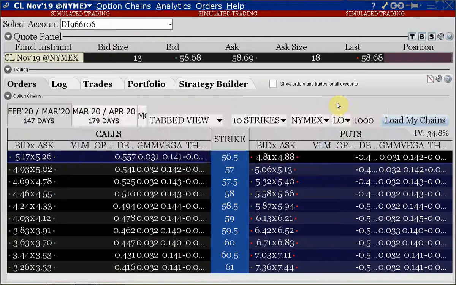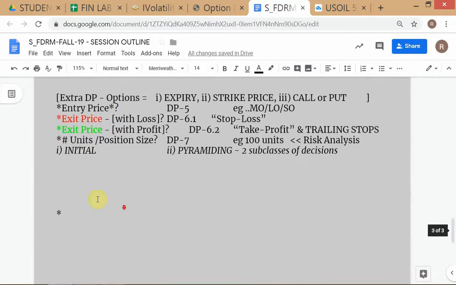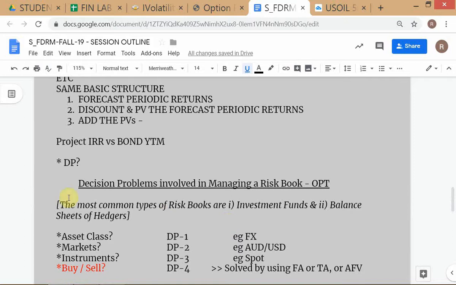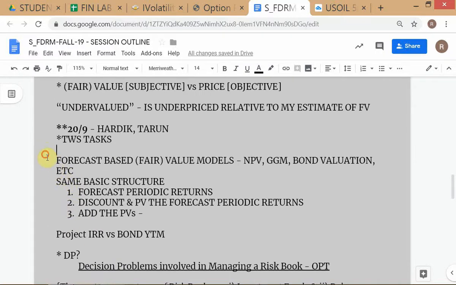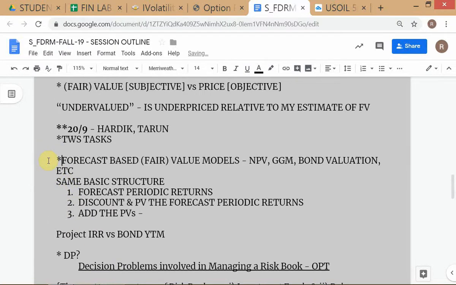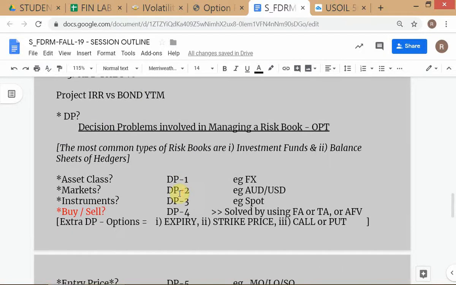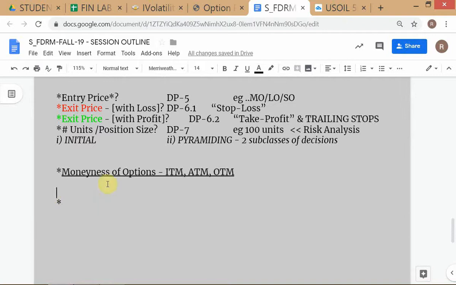You can find this in some of the links. The CBOE link is a good link actually. So we solved the problem of decision problems. The next topic we are talking about is moneyness of options. Decision problems we have already discussed. Then forecast based valuation model is our first topic for today, which we continued. Then we have decision problems, which we discussed. And the next topic we are discussing is something called moneyness of options.